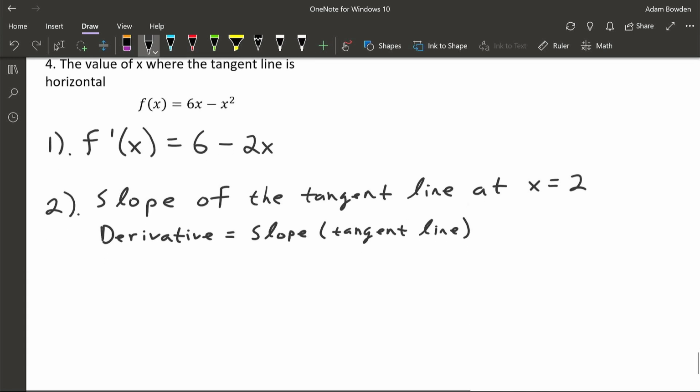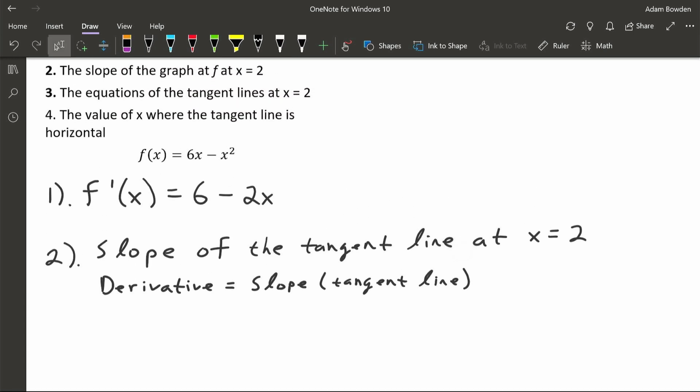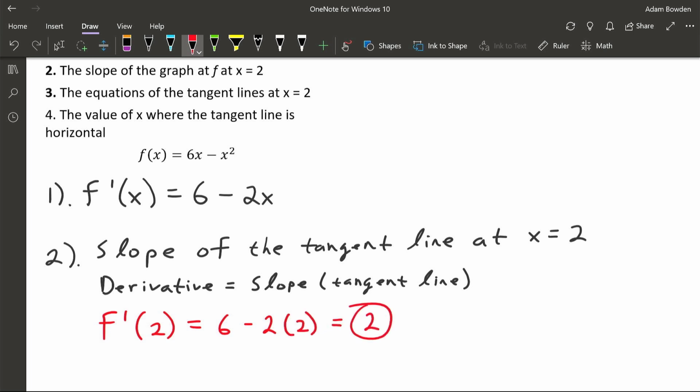So all we really need to do for this next step is just plug in 2 for the derivative, f prime of 2. 6 minus 2 times 2, which is just equal, coincidentally, to the same number, 2. Okay, so we can also think of this as m. So slope m is equal to 2 for this particular line called the tangent line.